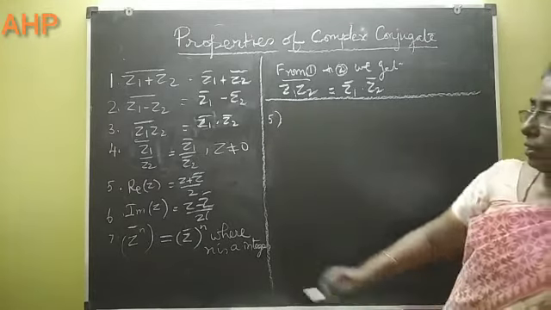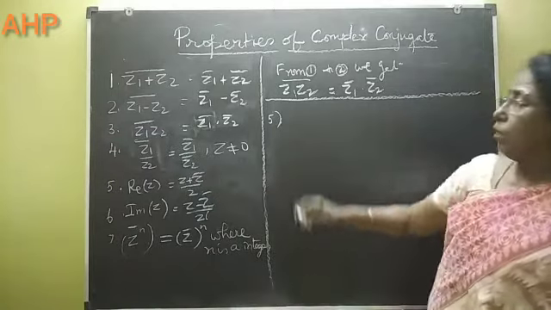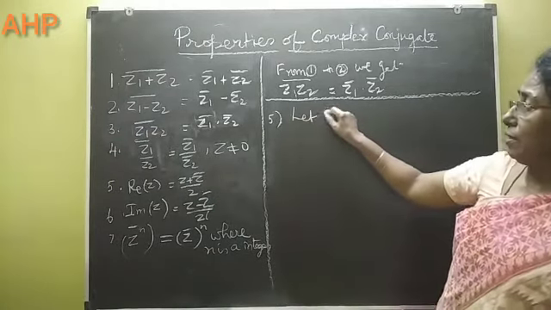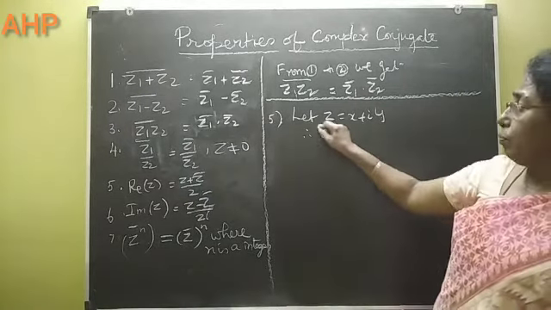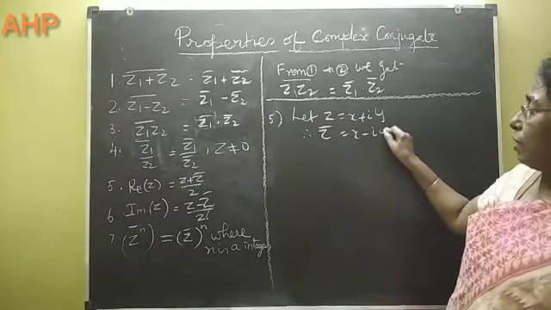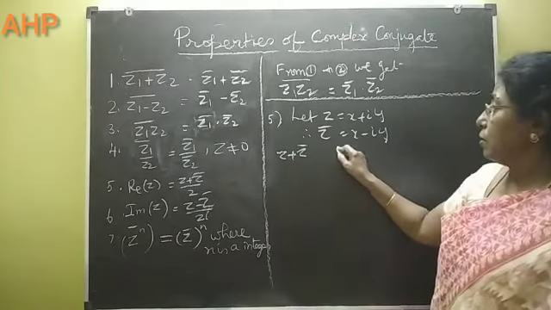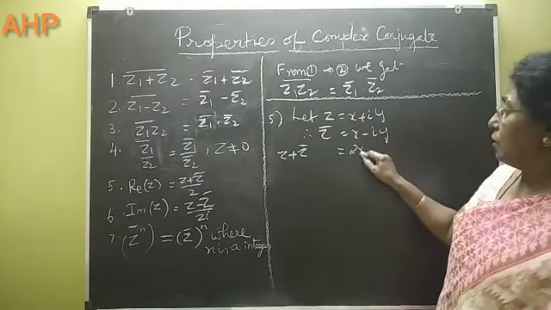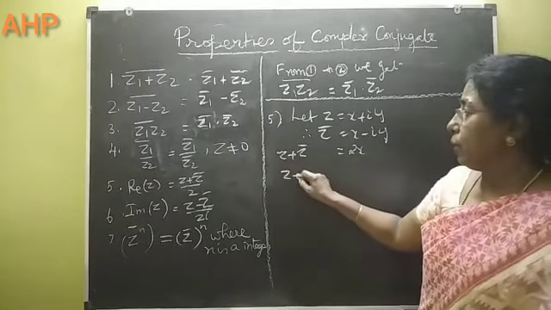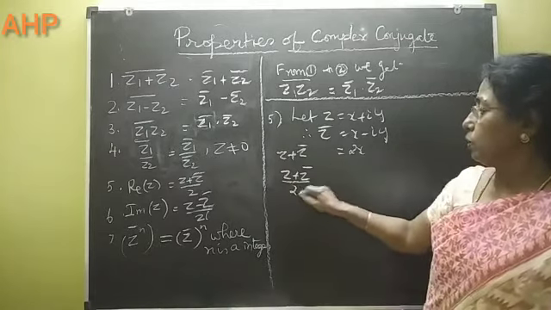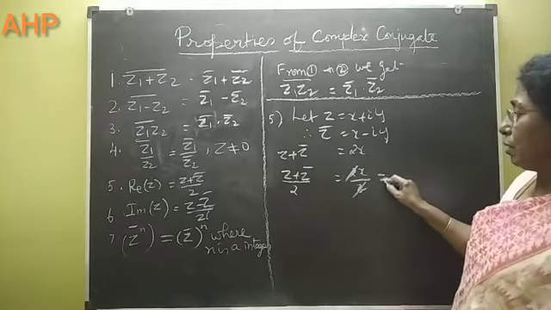The fifth property says real of z is equal to z plus z bar divided by 2. Here again let us assume z is equal to x plus iy. Therefore z bar will be equal to x minus iy. So if we find z plus z bar, this is equal to x plus x, 2x. Now iy minus iy gets cancelled. Therefore z plus z bar by 2 is equal to 2x divided by 2. The 2 gets cancelled, gives you x.